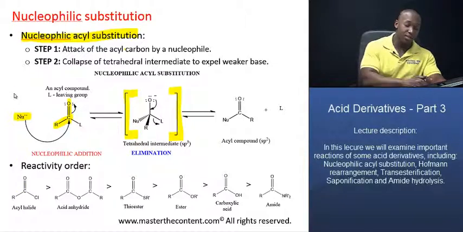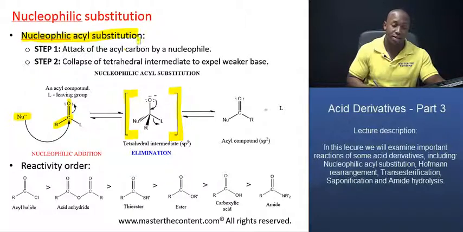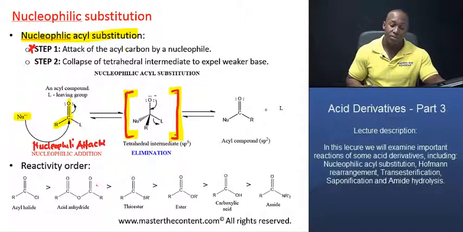To complete this reaction, there is a basic elimination step. This tetrahedral intermediate will then collapse with the expulsion of the weaker base. That is basically what happens in a nucleophilic acyl substitution. In the first step, you have nucleophilic attack. This is the nucleophilic addition step. That results in the formation of our tetrahedral intermediate, which then collapses to form our acyl compound product and the leaving group.